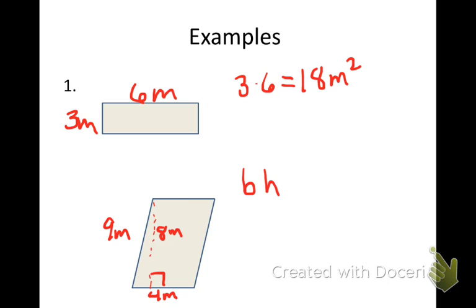So if I want to use 9 as the base, I need a right angle height coming out of there, and I don't have that. So I would have to use 4 as my base, and height, remember, is perpendicular distance. That means it makes that right angle, so I would have to use 8 as my height here and get 32 meters squared.